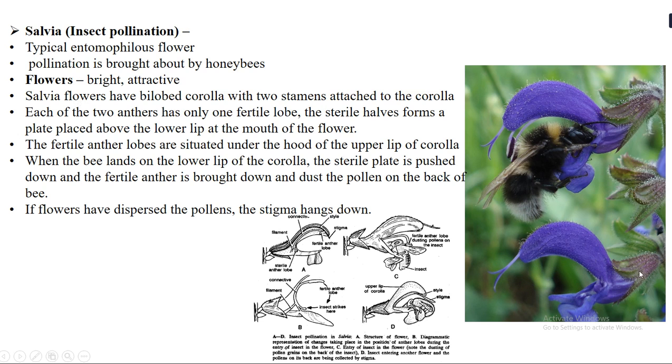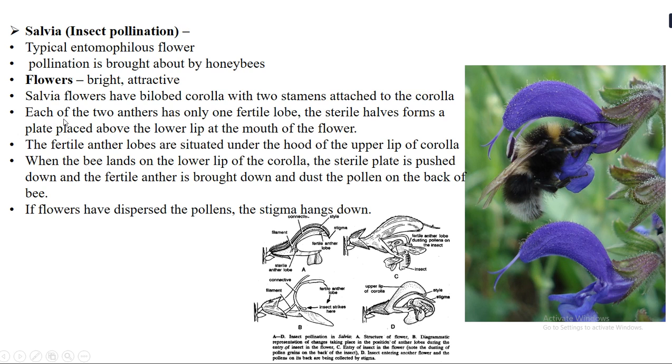So this is the salvia flower. Here you can see a clear picture. This is a bilobed corolla and there are two stamens attached to the corolla. Over here, this is one stamen and this is one stamen. So there are two stamens attached to the corolla.